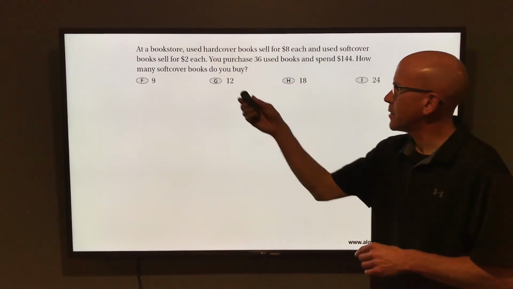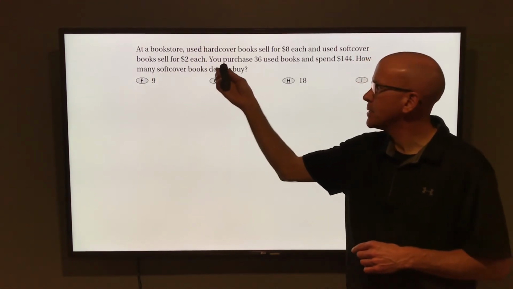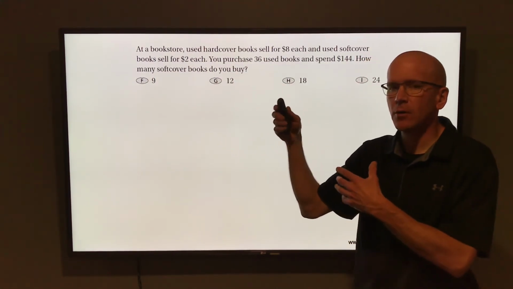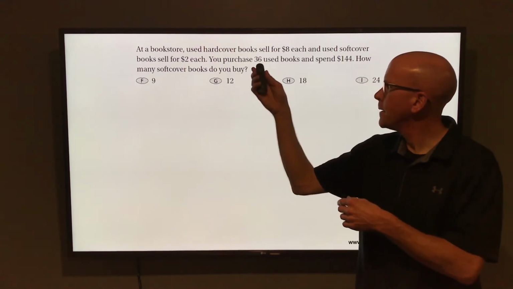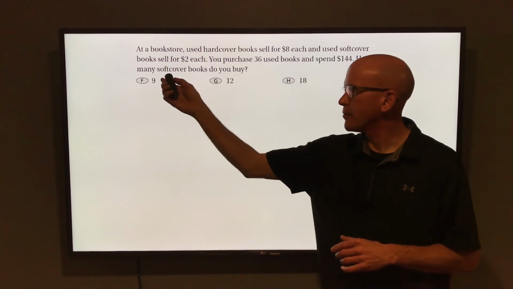At a bookstore, used hardcover books sell for $8 each, and used softcover books sell for $2 each. You purchase 36 used books. That's all the hardcover and softcover books total. 36 used books, and you spend $144. How many softcover books do you buy?